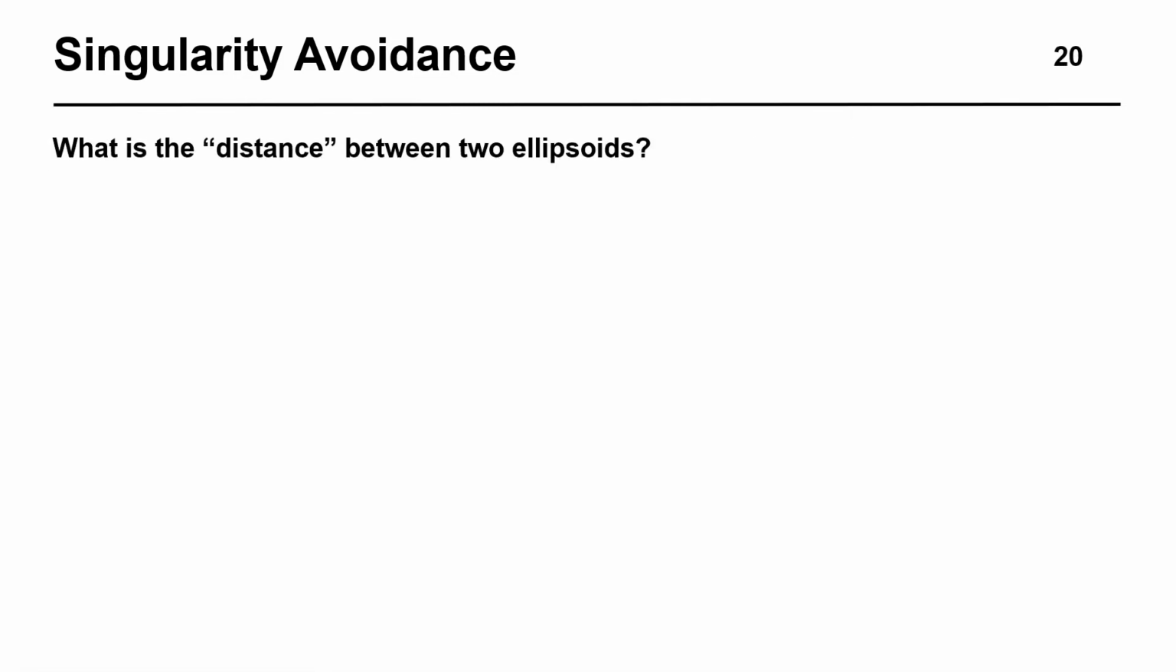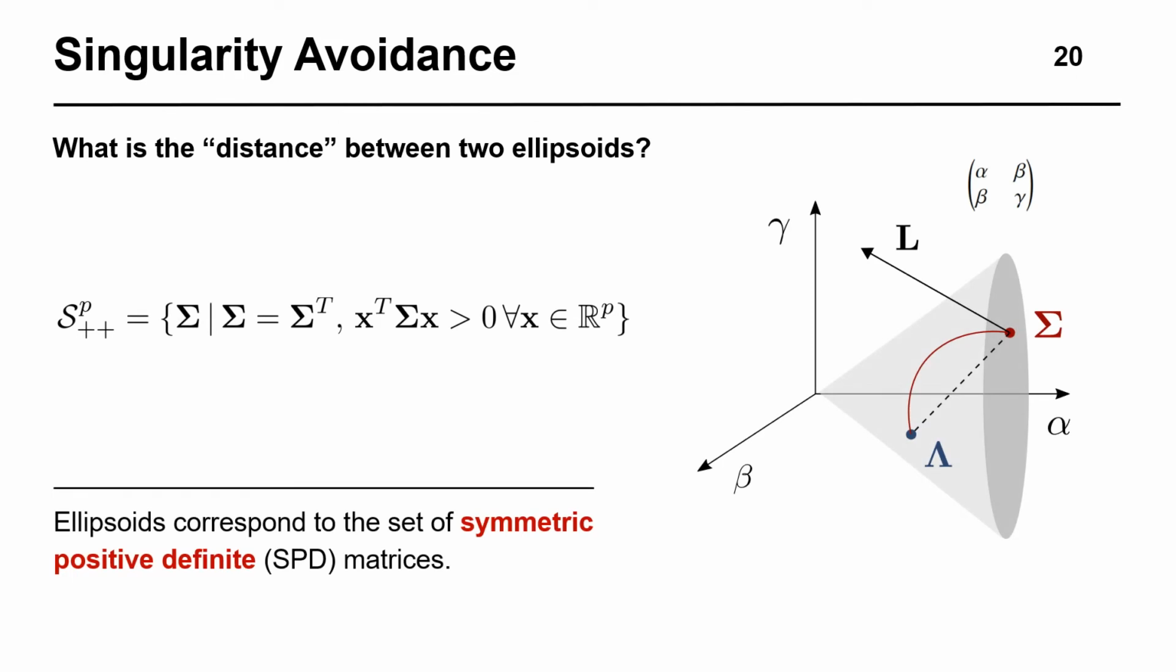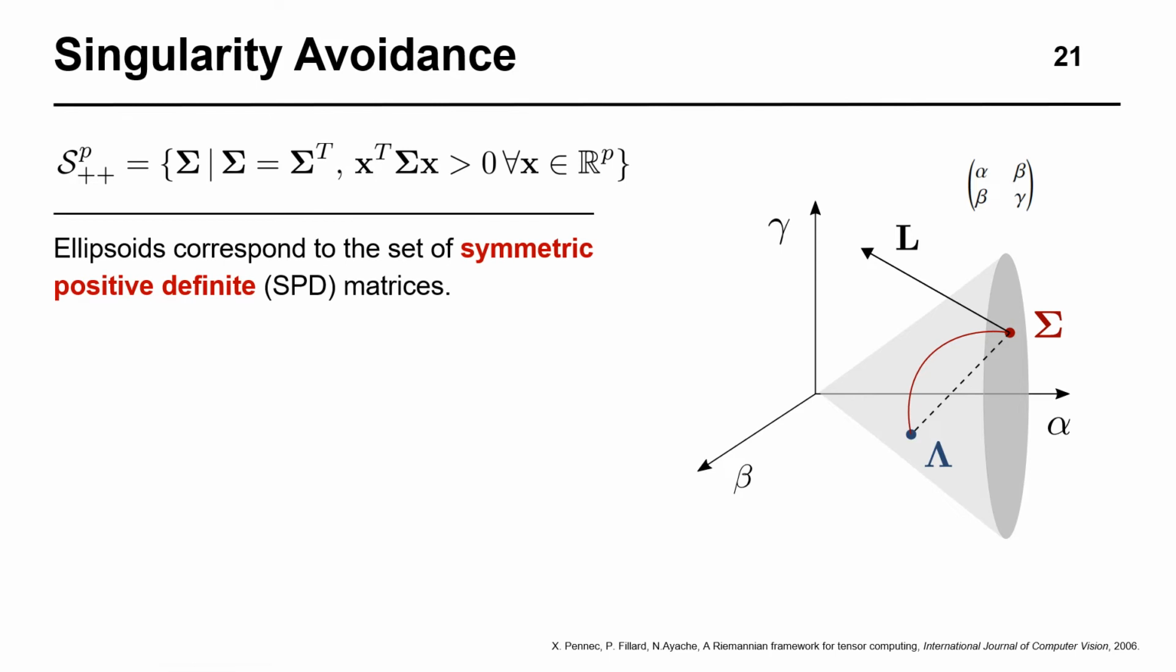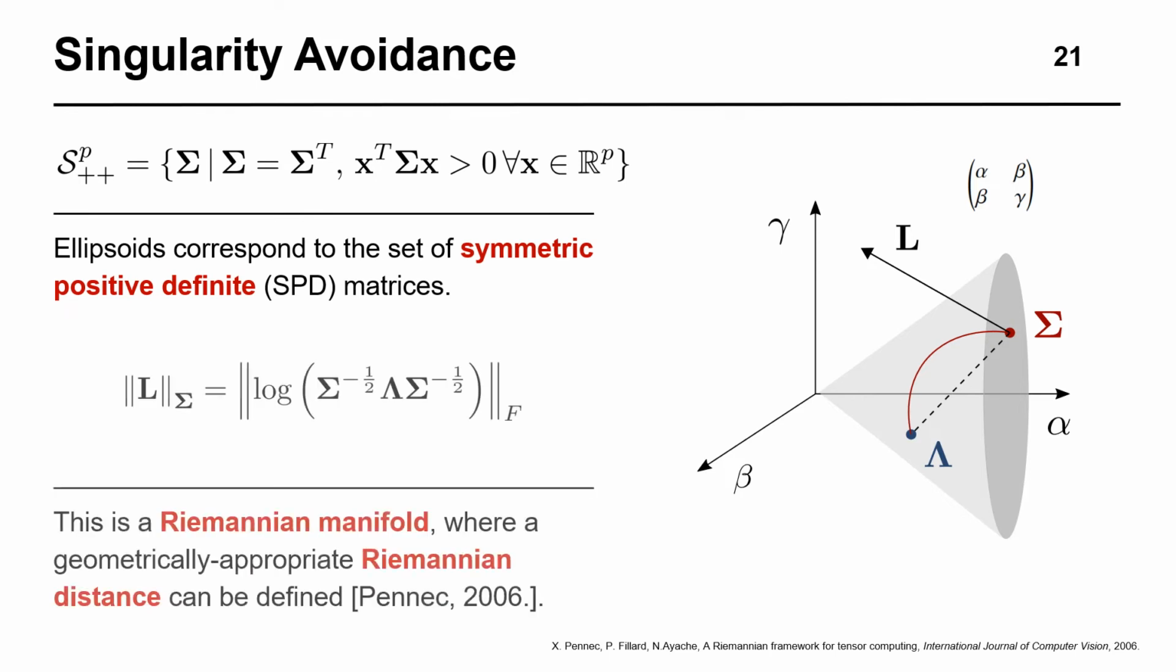So, what is the distance between two ellipsoids? Well, we know that ellipsoids correspond to a set of symmetric positive definite matrices, which form a convex cone in the vector space of symmetric matrices. Therefore, we know that we can't just take a Euclidean distance between two ellipsoids. However, we know that this set is a Riemannian manifold, where a geometrically appropriate distance can in fact be defined.